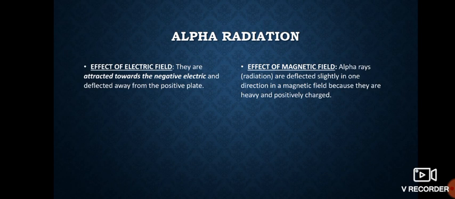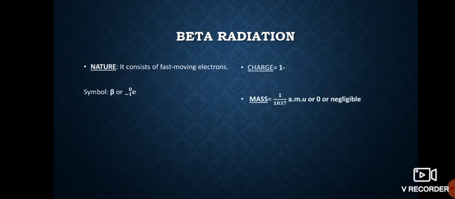The effect of electric field on alpha radiation. Alpha radiations are positively charged, and because of that, in an electric field, they are attracted towards the negative electric plate and repelled away from the positive plate, because you remember, unlike charges attract and like charges repel. In the magnetic field, alpha rays are deflected slightly in one direction because they are heavy and positively charged.